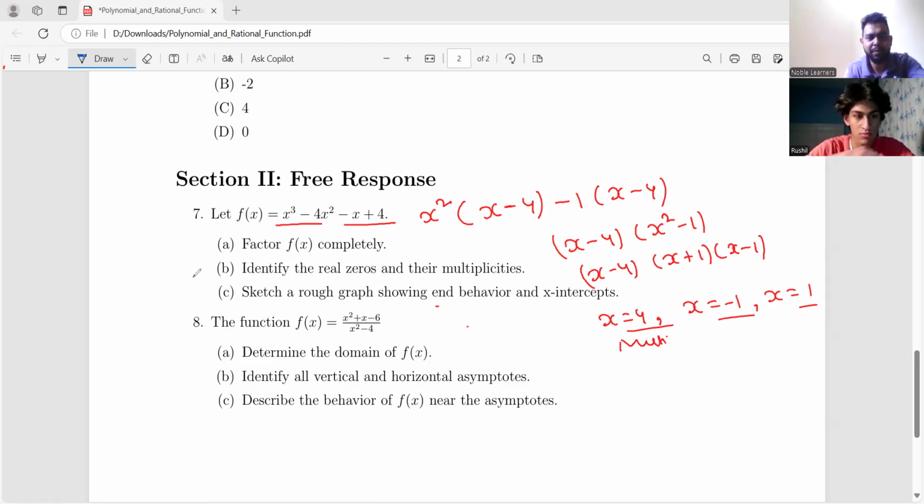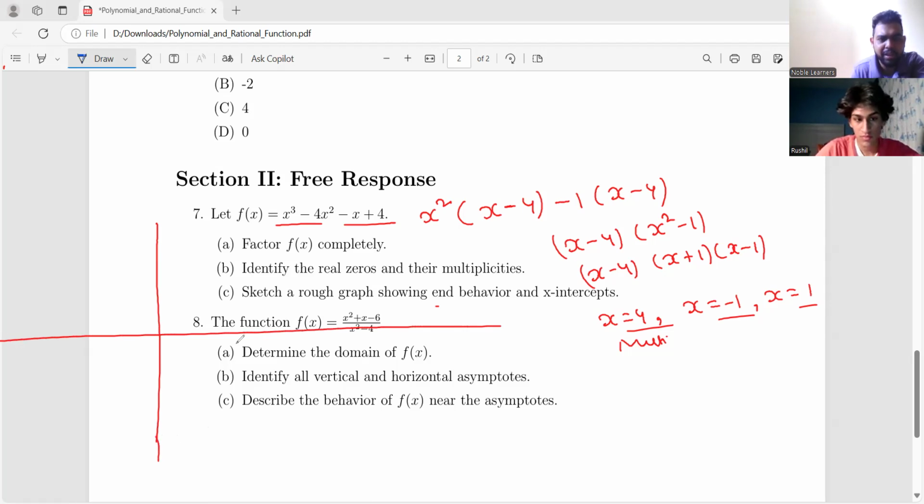Let us understand how we are doing this. It is actually easy. So I'm making a rough graph over here. First of all, I'm going to decide the end behavior, what the end behavior is going to be. This is an odd exponent, right?